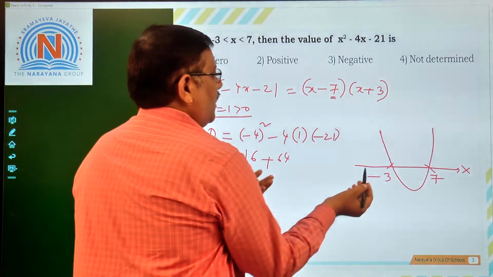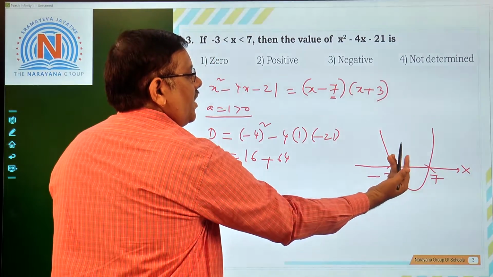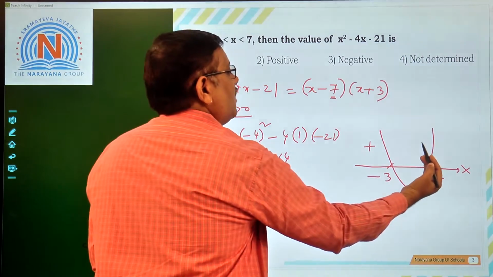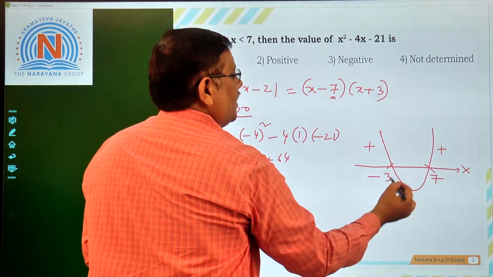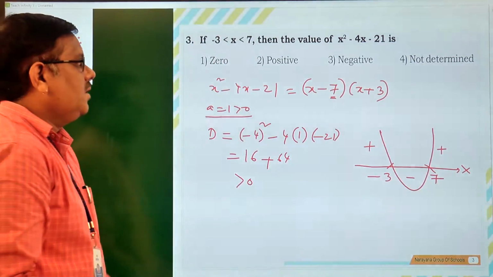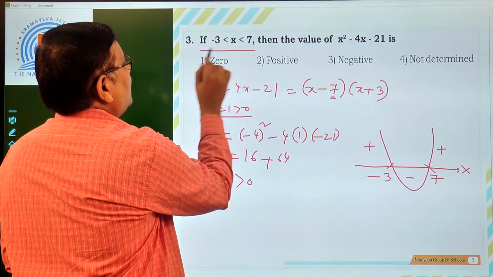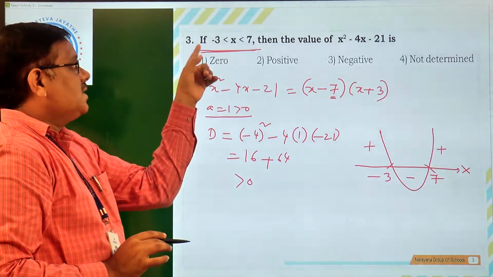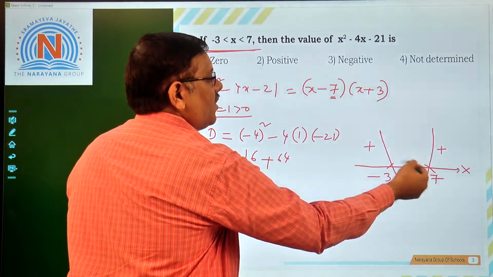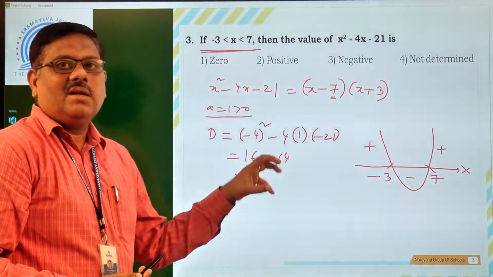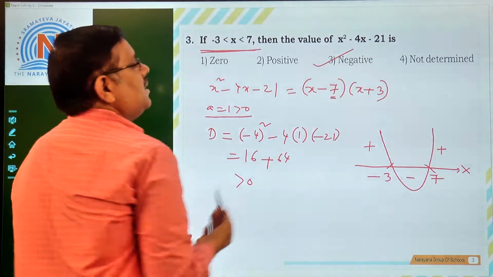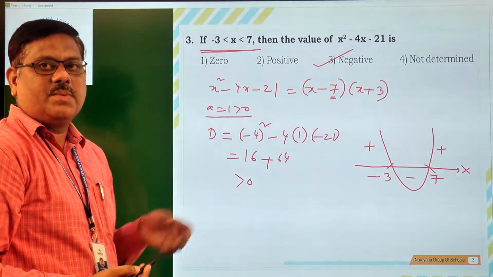As usual, if you take values of x less than minus 3, the region is positive. If you take values more than 7, the region is positive. In between minus 3 and 7, the region is negative because it is below the x-axis. Minus 3 less than x less than 7 means he is talking about this region. If you look at the diagram, that is representing negative. So negative is the right answer, that is nothing but the third option. So the third option is the right answer for this particular question.